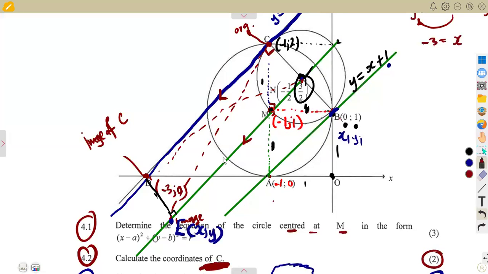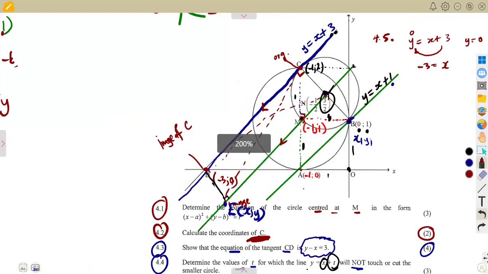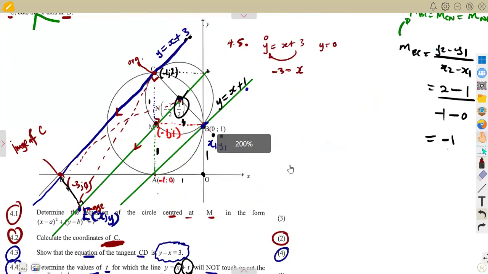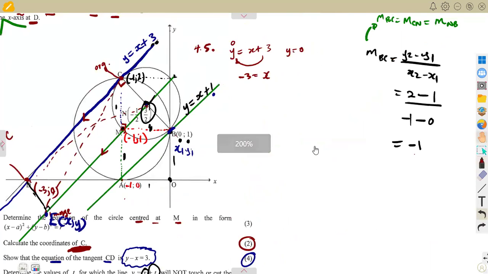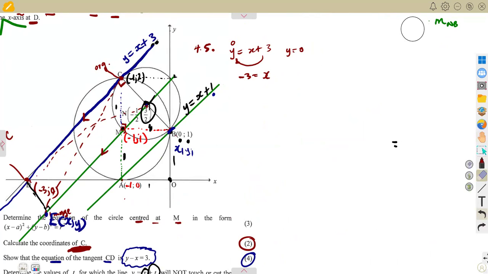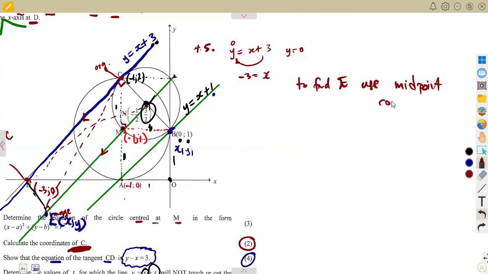Rectangle concept. The midpoint concept: the diagonals of a parallelogram bisect each other. So a rectangle, remember, is a parallelogram, so it maintains the same properties as a parallelogram. So that's done. Let us calculate our point E. To find E in this case, you use the midpoint concept.